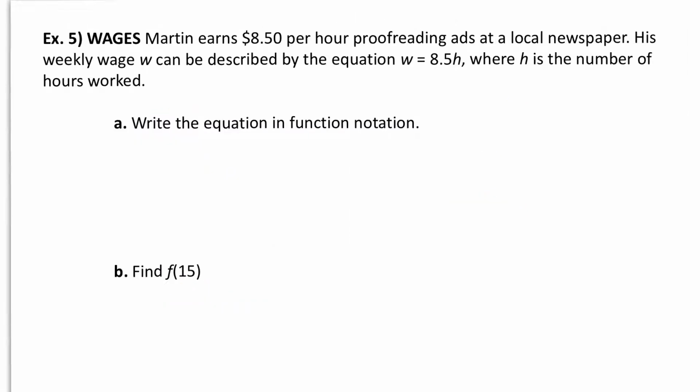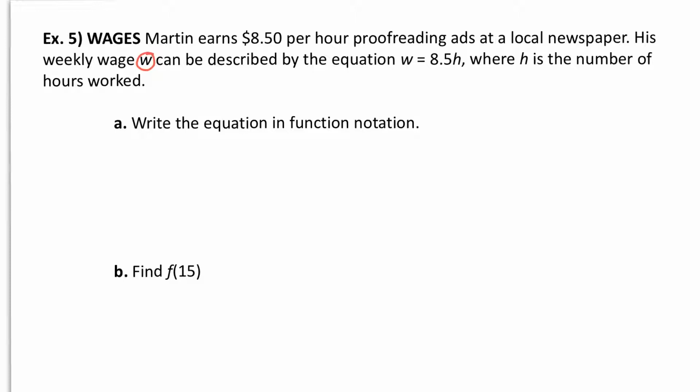And this example is kind of like an application problem. You just need to know how to use the functions to evaluate different values. But it says here that Martin earns $8.50 per hour proofreading ads at a local newspaper. His weekly wage, W, can be described by the equation W equals 8.5H. So first we need to understand what they are saying. So his weekly wage is represented by W. So that means how much he gets paid a week. So that's his check.